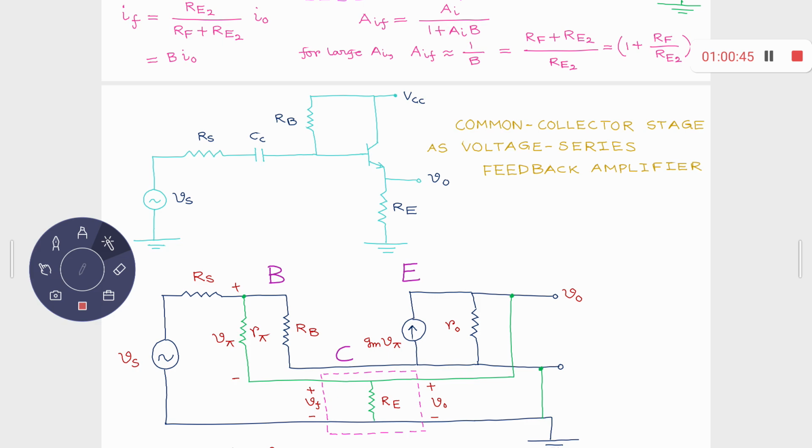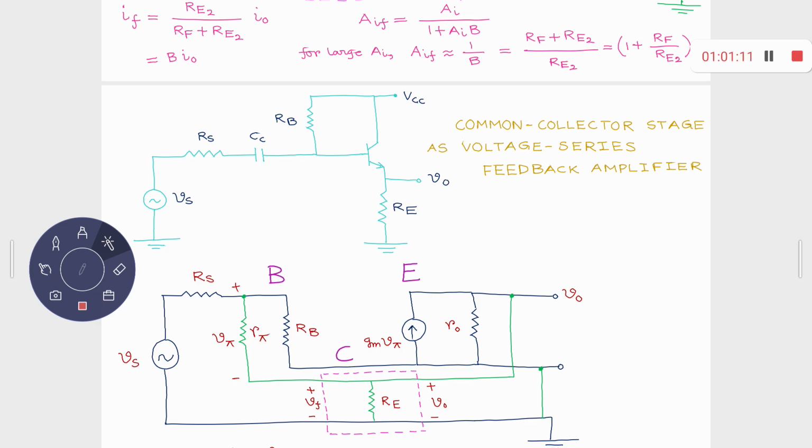And what is your input voltage? This input voltage is basically Vs, that is equal to V pi plus Vf, or you can write V pi is equal to Vs minus Vf. So it's a negative feedback, right? So the thing is that here the feedback factor beta is equal to 1 unit. Typically beta is less than 1, but this time beta is equal to 1.